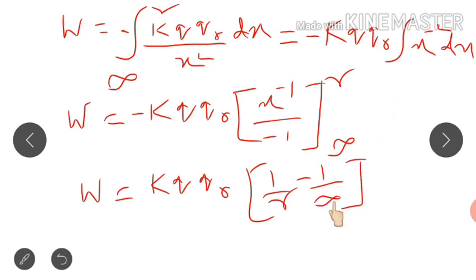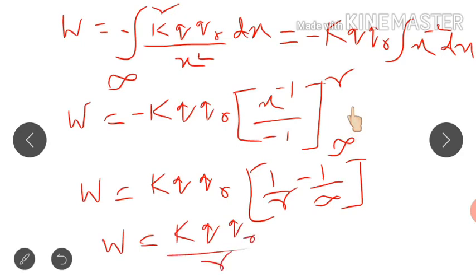Now we know this thing, what is 1 upon infinity? 1 upon infinity is 0. So finally what will be the work done? Work done will be equal to k q naught upon r. And I've already told you the work done in bringing a unit positive charge from infinity to a particular point P is stored in terms of potential energy.